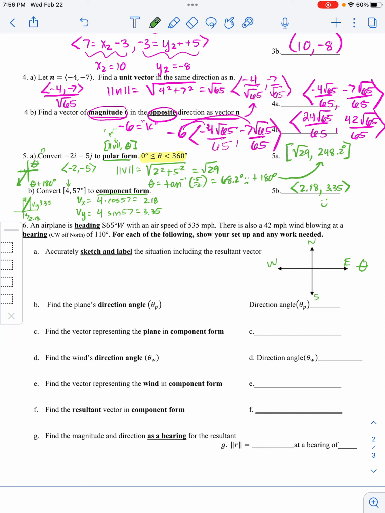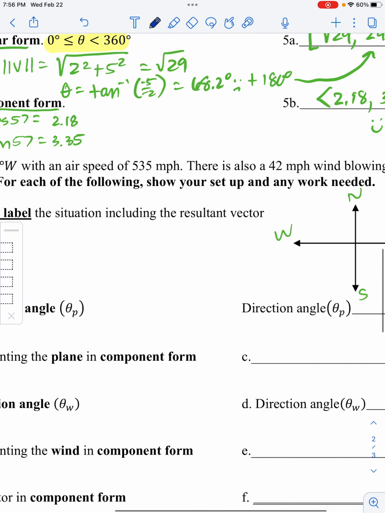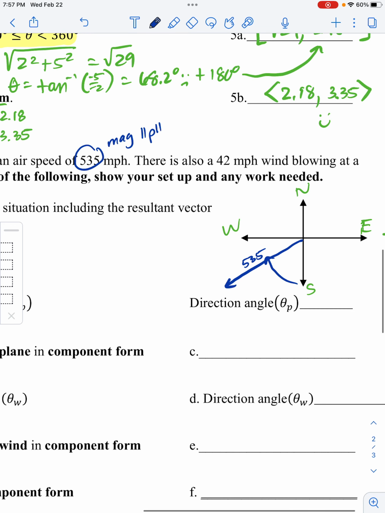Okay, airplane heading. I feel like an airplane should be below. South 65 west. Okay, so that means I start at south and I motor 65 degrees over towards the west, and it's going 535 miles an hour. That, my friends, is the magnitude of the airplane. Okie dokie. But I actually need this in terms of theta from here. So I need the theta for the airplane. So think about that.